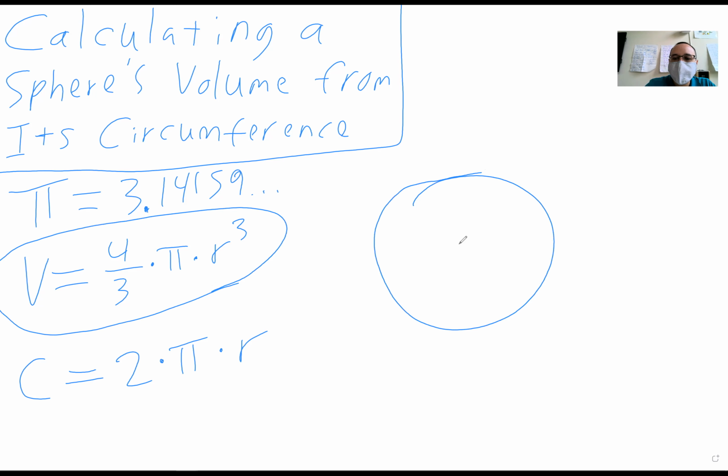I'm drawing a circle to illustrate. This is the radius of a circle. A sphere is just like a three-dimensional circle, and so a sphere has a radius too. The volume of that sphere is 4/3 times pi times that radius to the power of 3. Radius to the power of 3 just equals radius times radius times radius.